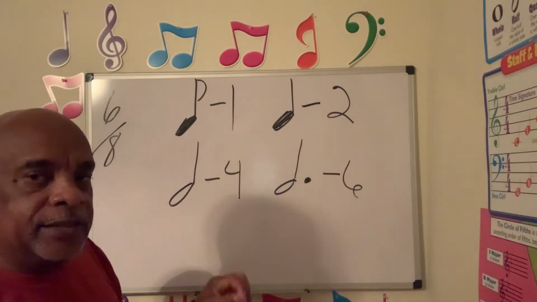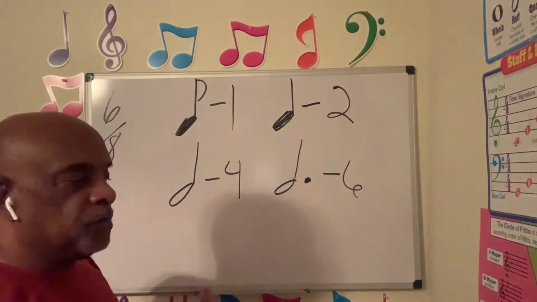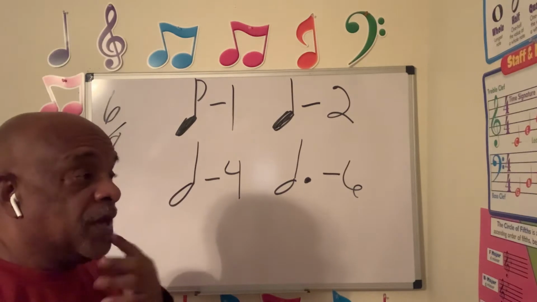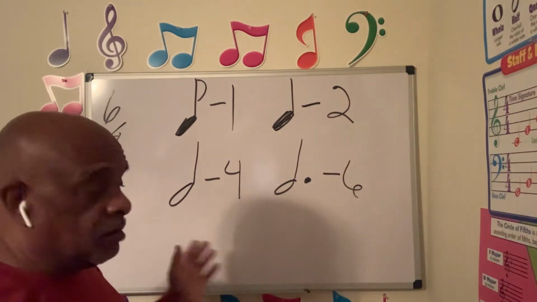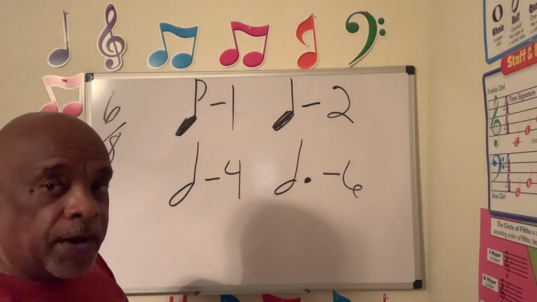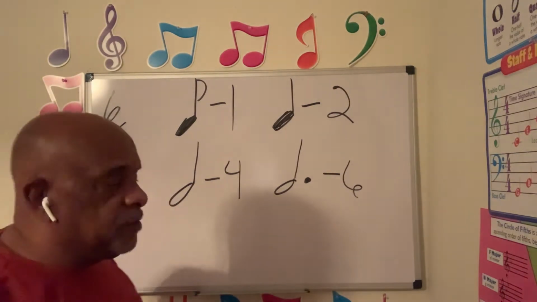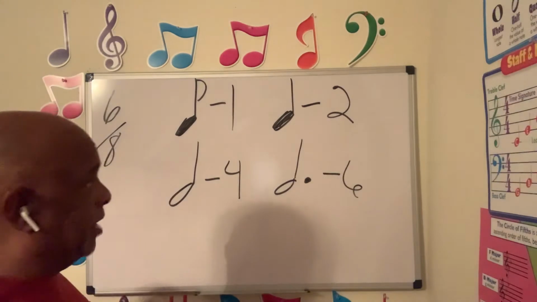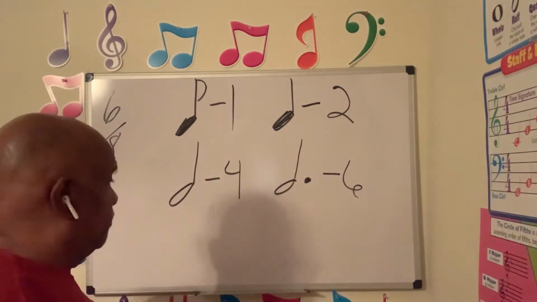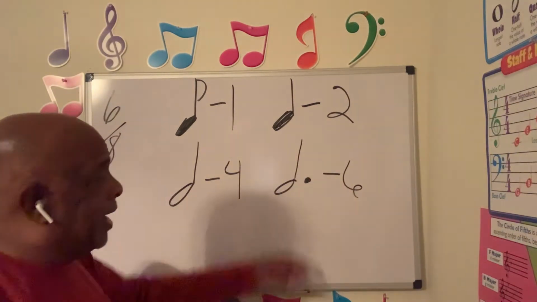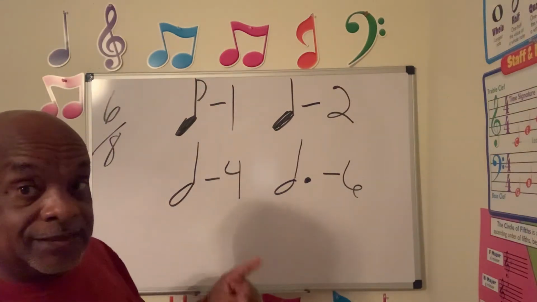I need you to write that down, and I need you to memorize it, because you're going to see this all the way through your music career. So, one more time. The 8th note gets 1 beat in 6/8 time. The quarter note gets 2. The half note gets 4. And the dotted half gets 6.